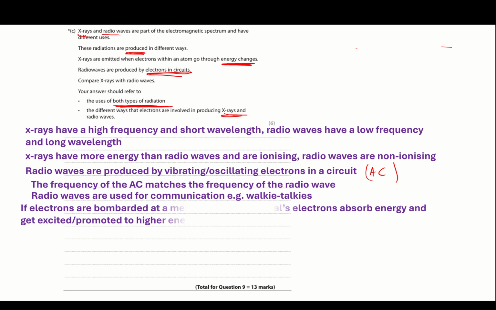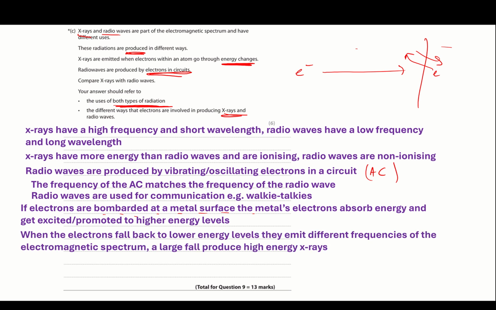Now we're going to talk about X-rays. If electrons are bombarded at a metal surface, the metal's electrons absorb energy and get excited or promoted to higher energy levels. This part I've added in, but I'm just saying if I fire electrons at a metal, the electrons inside this metal get promoted and fall back down. I could have missed that in, but it tells us what's happening, so I'm not going to get 2 new marks for that.